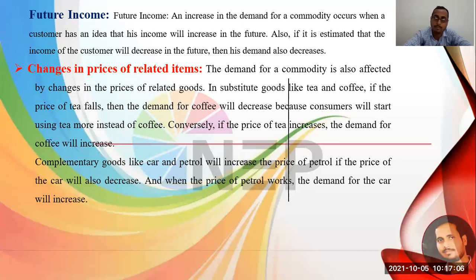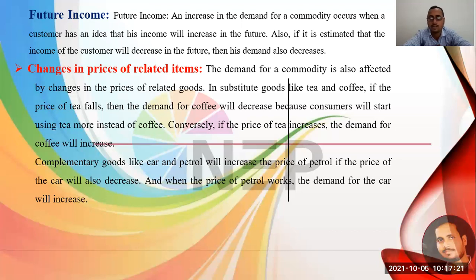One more example, students, is Colgate and Pepsodent. If the price of Pepsodent increases, then customers have to demand a greater amount of the Colgate product. And if the price of Colgate increases, then customers have to demand a greater amount of Pepsodent commodities. So this is an example.